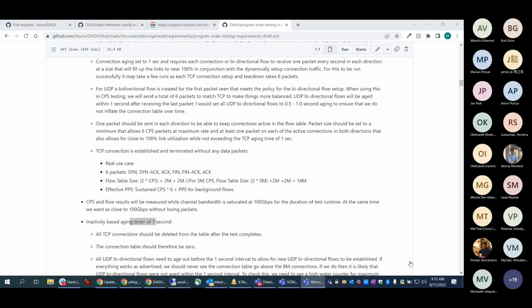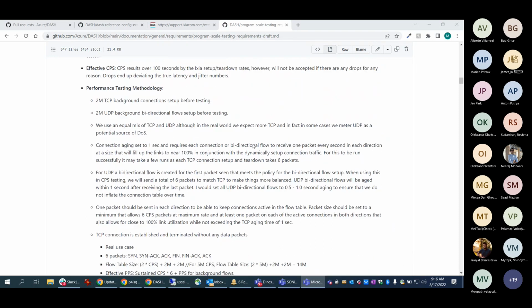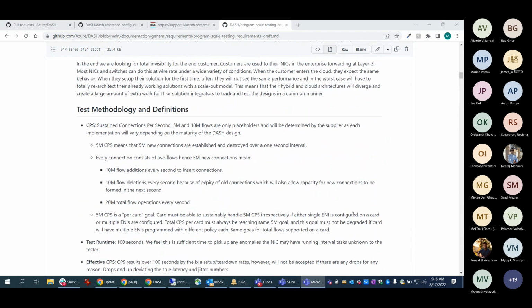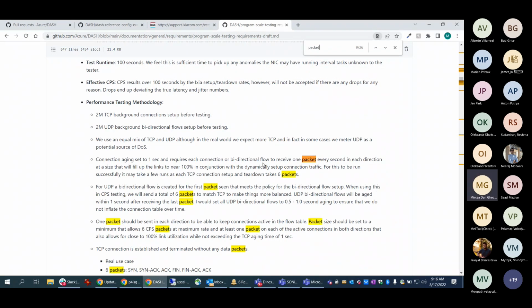I think the problem with this, the way this is written, is that there's no explicit description of the flow lifetime. You're inferring the flow lifetime from this line in this bullet. I think it would be better if it explicitly said the flow lifetime should be X, and then the flow table size is what it is based on whatever the flow lifetime is. I think the specification of this hero test is okay.